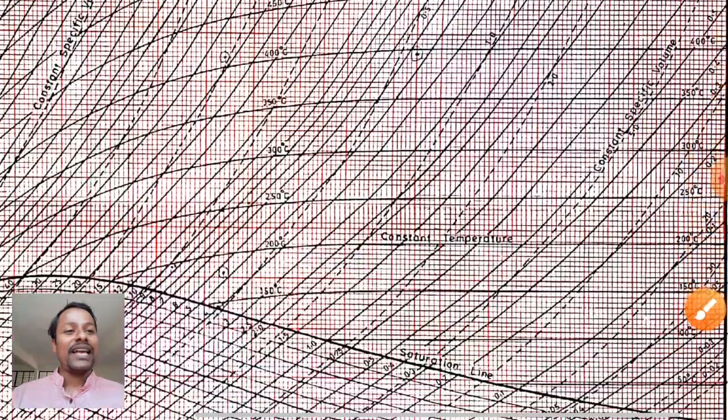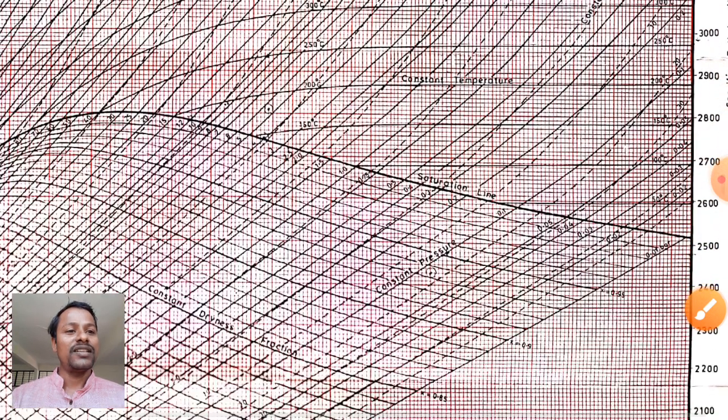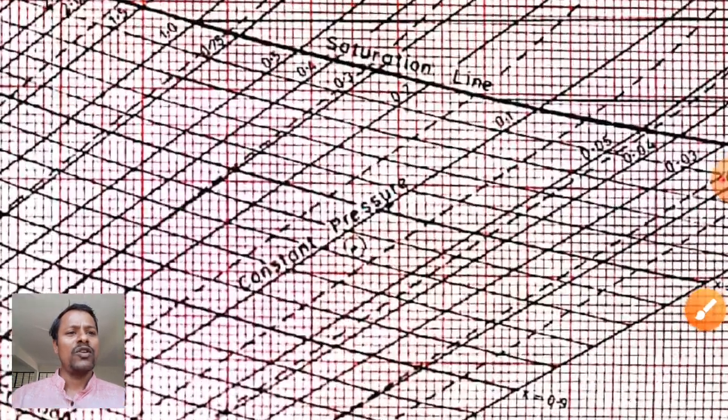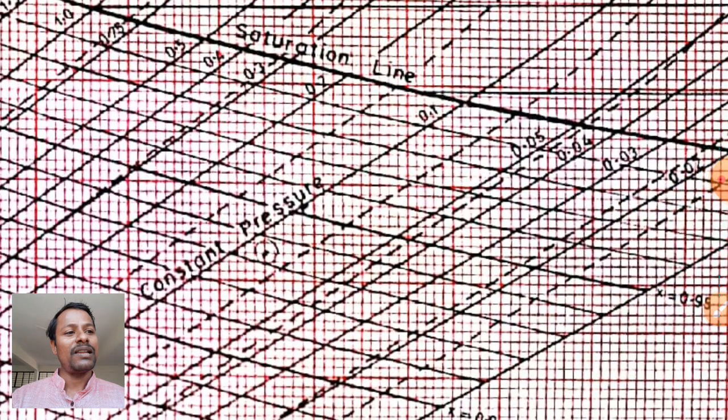From 3 I need to draw a perfect vertical line downward, till it cuts the 0.08 pressure line. Again, the 0.08 pressure line is not available here.